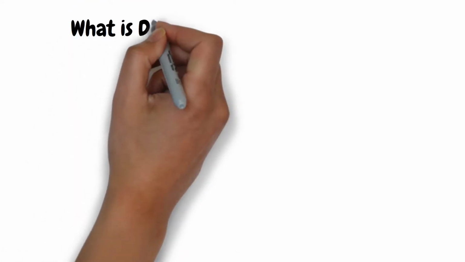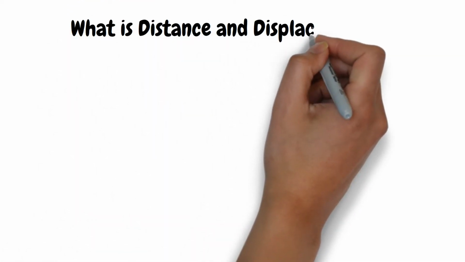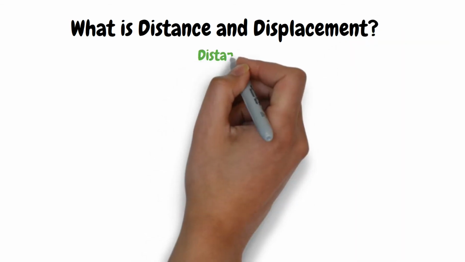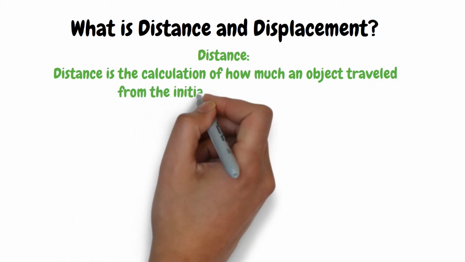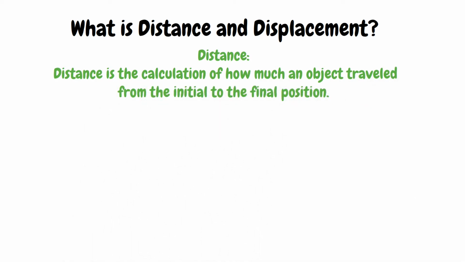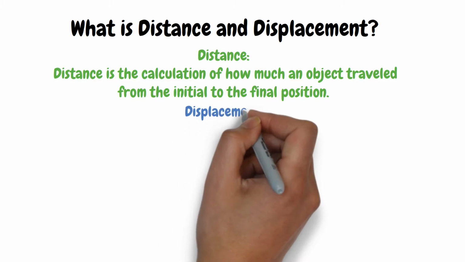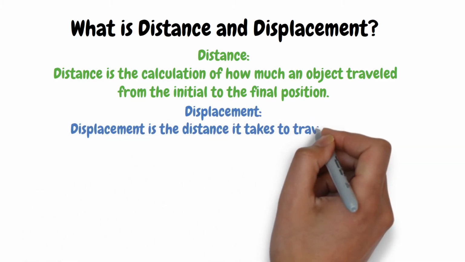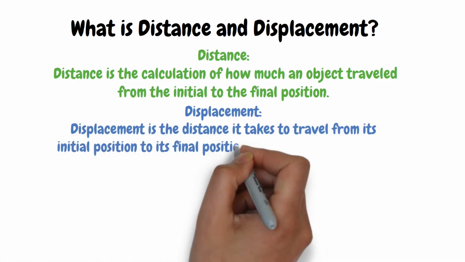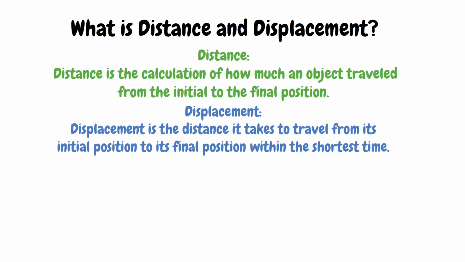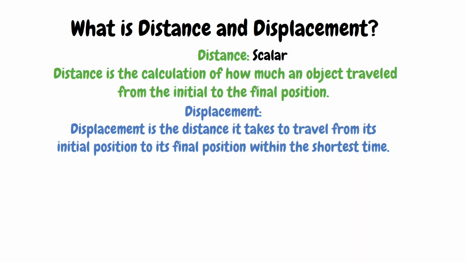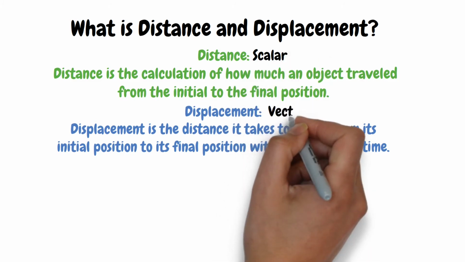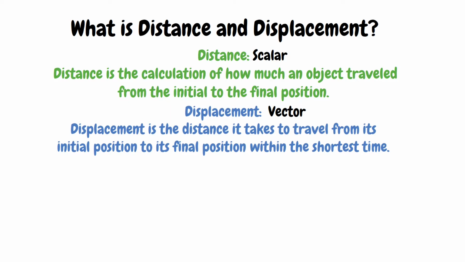So you might be wondering, what is distance and displacement? Distance is the calculation of how much an object traveled from the initial position to its final position. Displacement is the distance it takes to travel from its initial position to its final position within the shortest time. I will provide an example of how you can differentiate between distance and displacement. So remember, distance is scalar, displacement is vector.